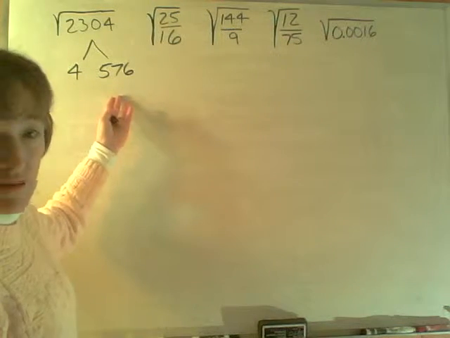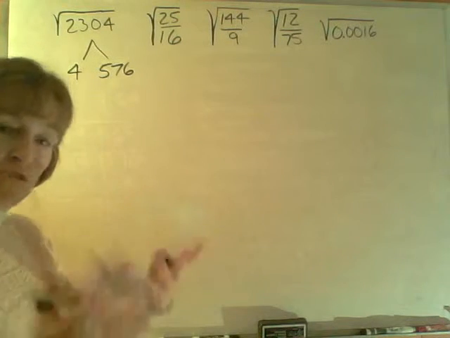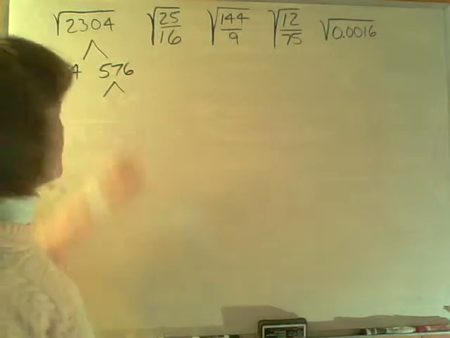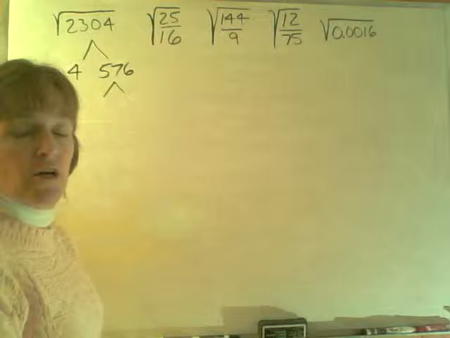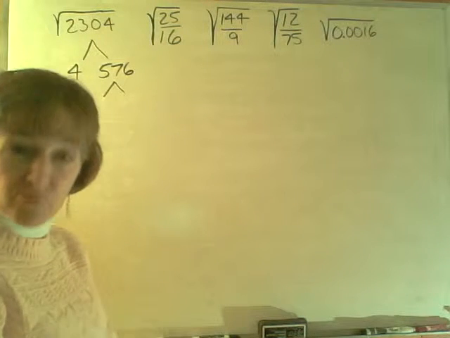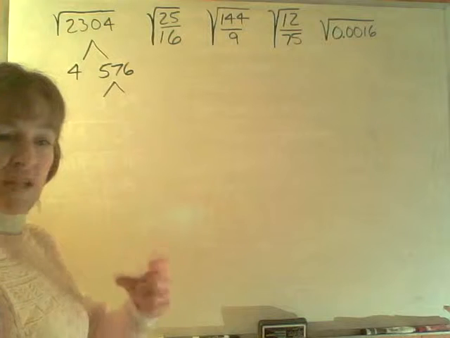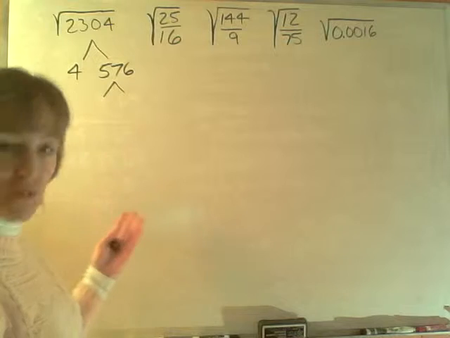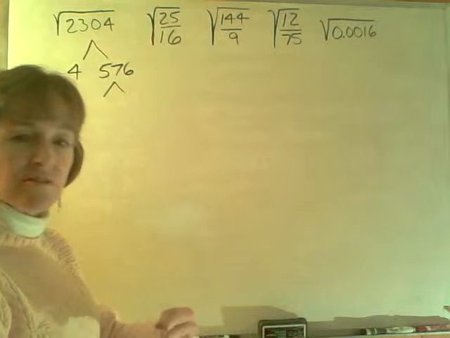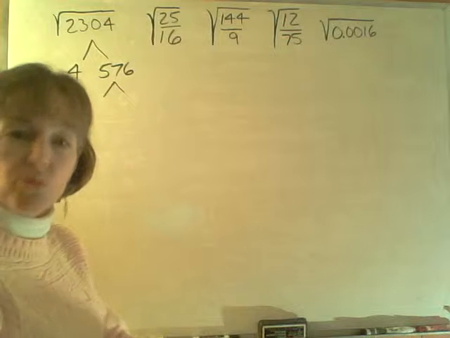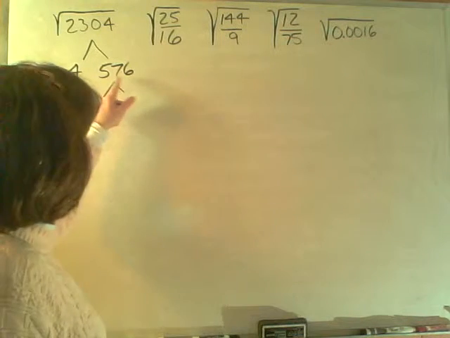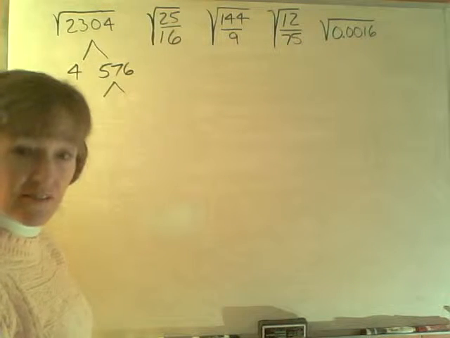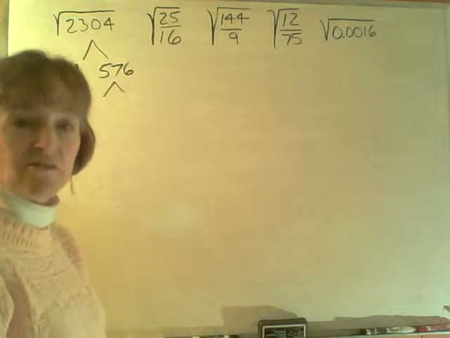Now, we recognize that 4 is a perfect square. Some of you may recognize that 576 is a perfect square, but if you don't, we can keep going with our factor tree. Now, one thing we do notice about 576 is that the digits add up to 18. There are some divisibility rules in math, and if you can add the digits of your number and get a number that's divisible by 3, then the original number is divisible by 3. If you can add the digits and get a number that's divisible by 9, then the original number is divisible by 9. So since 5 plus 7 plus 6 equals 18, then I know that 576 is divisible by 9 because 18 is divisible by 9.